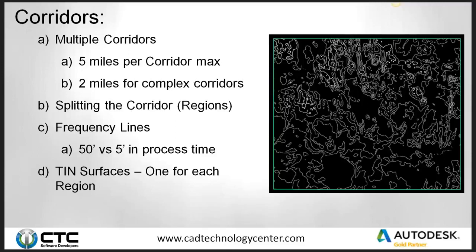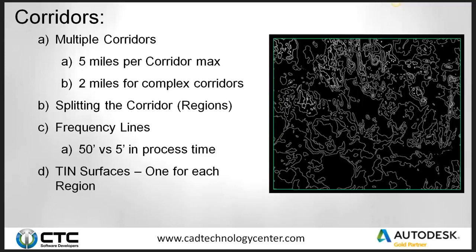And your drawing is going to not only decrease in size, but it will also speed up when it comes to the processing. Third thing is frequency lines. If I'm not looking to get quantities out of it, set my frequency to 50 feet. Is my TIN surface going to be completely accurate? No. It's going to be a little choppy, but my processing is going to be much quicker.